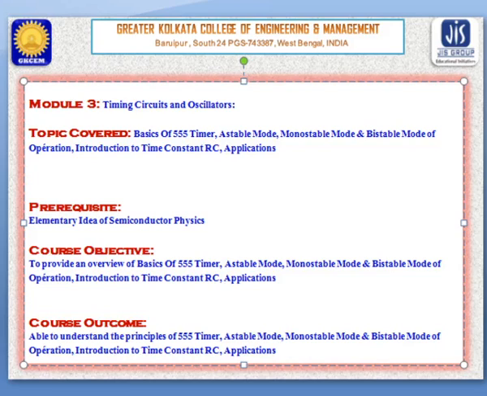The prerequisite for this topic is an elementary idea of semiconductor physics. The course objective is to provide an overview of the basics of IC-555 timer, its Astable mode, Monostable mode and Bistable mode of operations, and an introduction to time constant RC circuit and its applications. After completion of this topic, students will be able to understand the principle of IC-555 timer, its Astable, Monostable and Bistable modes of operation, and the time constant RC circuit and its applications.